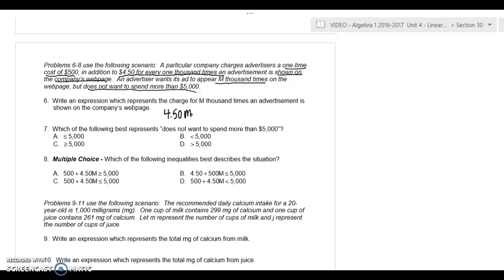times m, which is the 1,000 times that it's been shown. Which of the following best represents does not want to spend more than 5,000? So they can spend 5,000, but they can't spend any more than that. So that would be a less than or equal to relationship. And so that would be A.